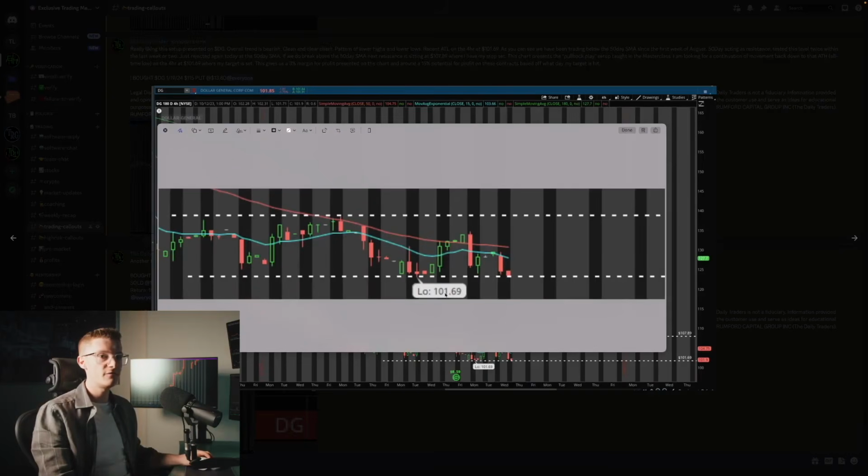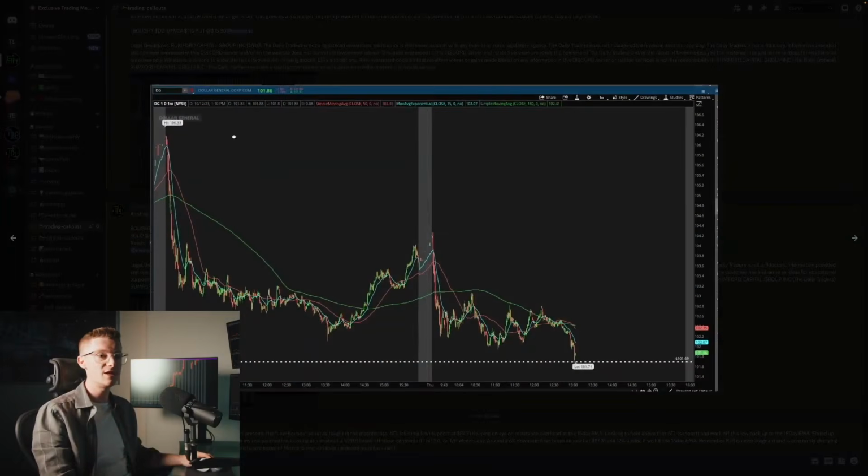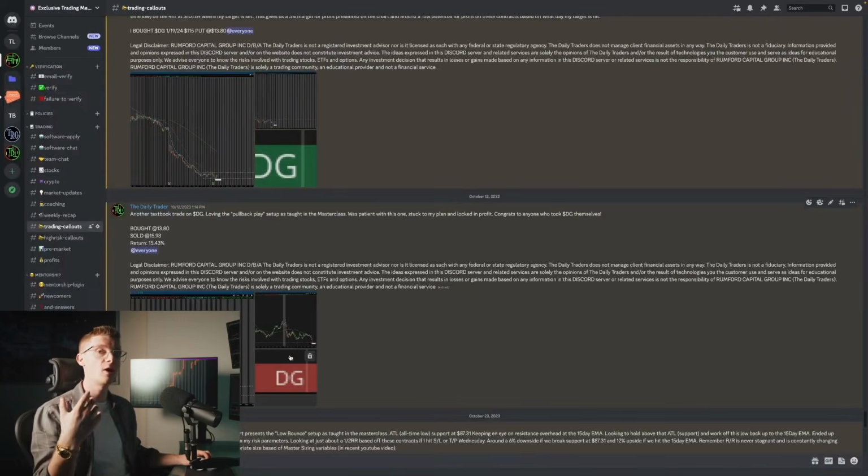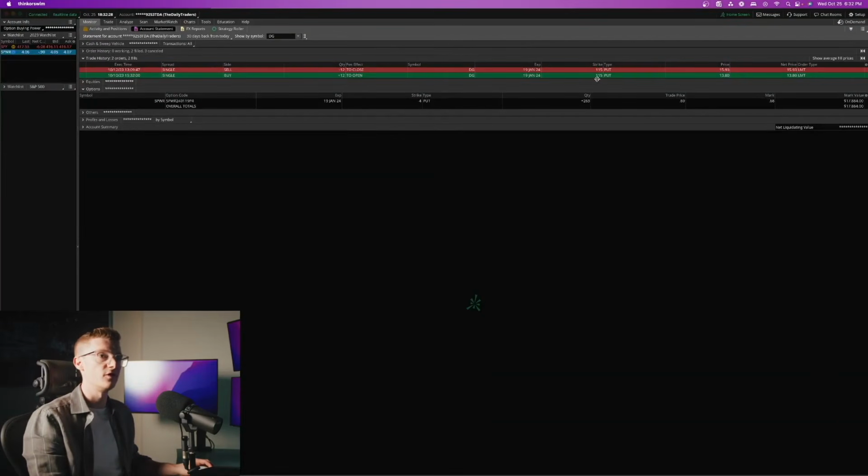And if I blow that up for you, you can see we ended up hitting our support level or my take profit. And if we go over to the 1 minute time frame, again, this was a screenshot at time of entry, we got a perfect tap of our support, our take profit. And at that point, I went ahead, I closed this position, locked in 15.43% return. And then on my broker, you can see my order fill, okay?